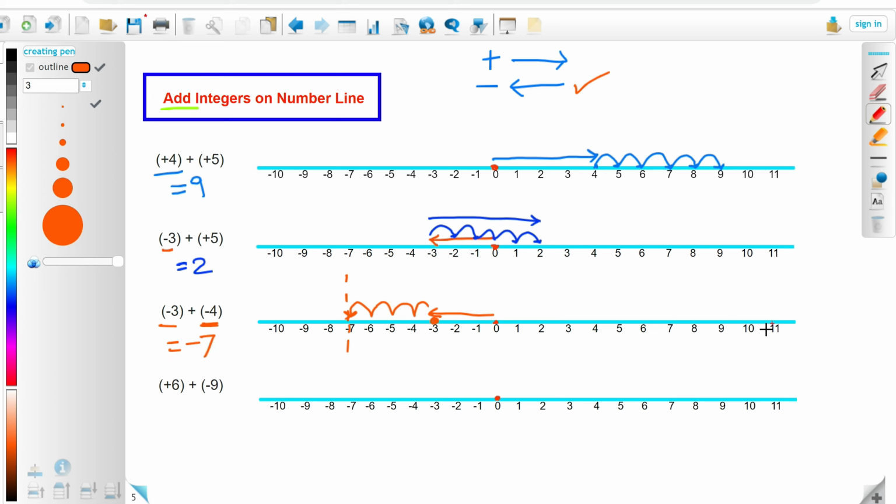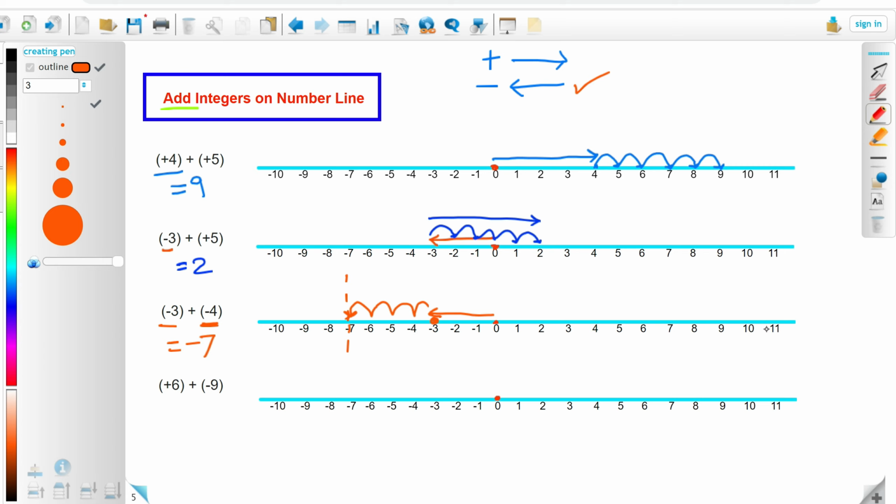So we get minus 7 as the result. Is this step clear to you? We'll do many questions, and by the end of this video, everything will be absolutely clear to you. Now let's do the next question, which is plus 6 plus minus 9 plus 6.